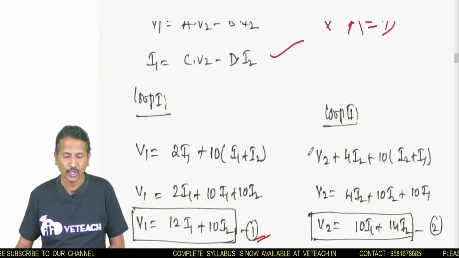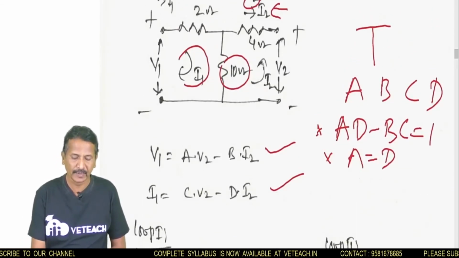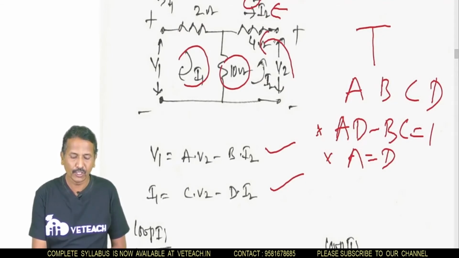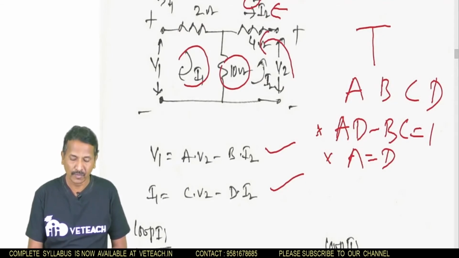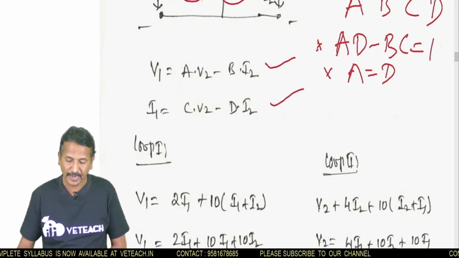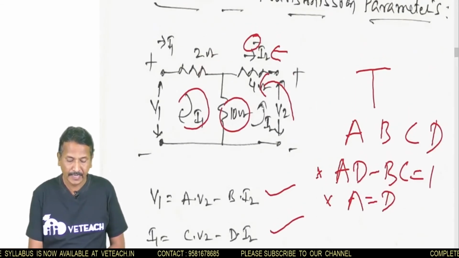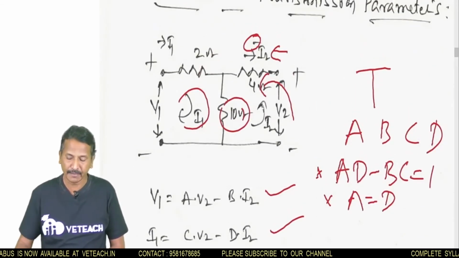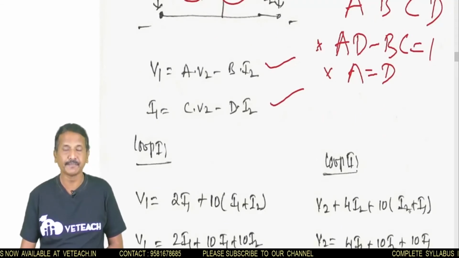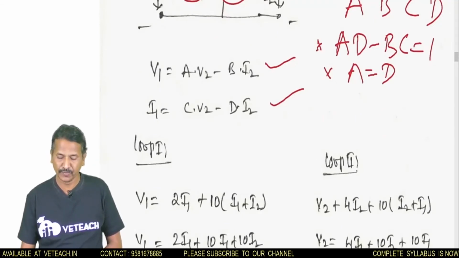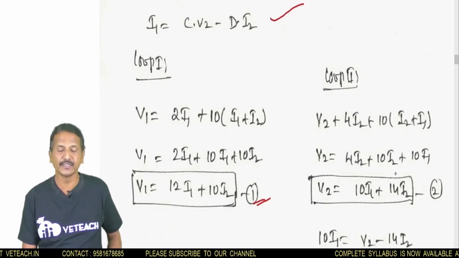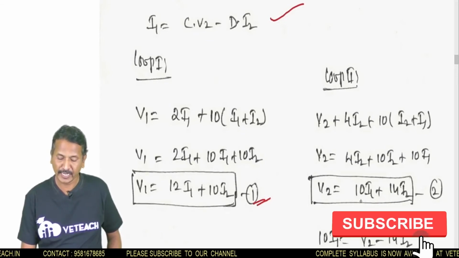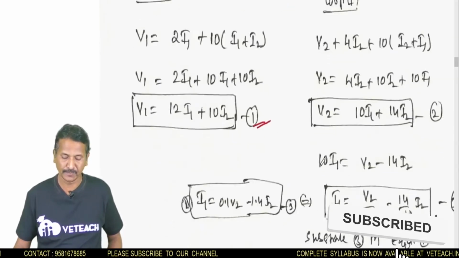In the same way, loop 2: V2 is equal to 4 into I2 plus 10 into I1 plus I2. If you simplify this, V2 is equal to 4 into I2 plus 10 into I2 plus 10 into I1. So 10 I1 plus 14 I2.